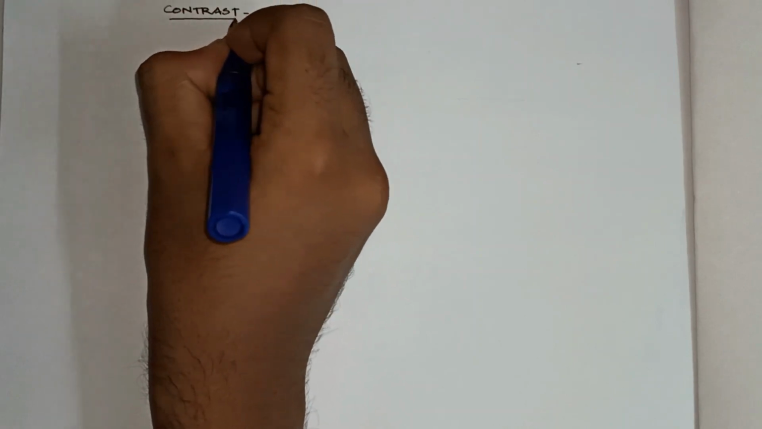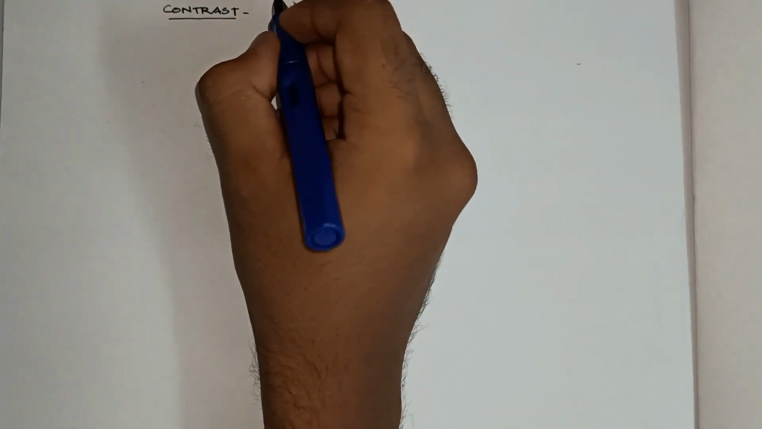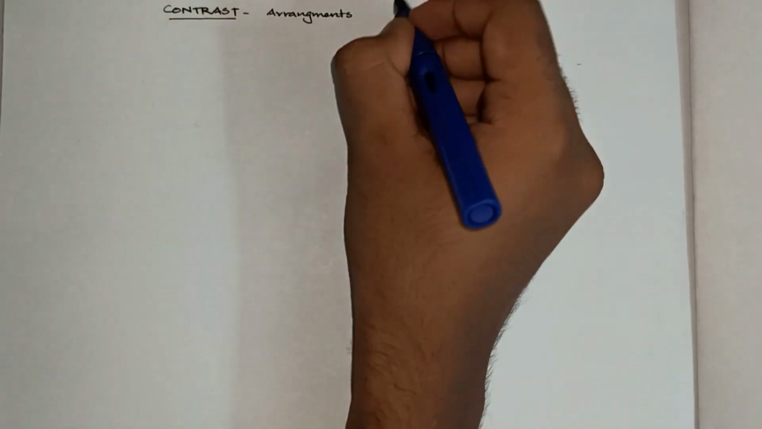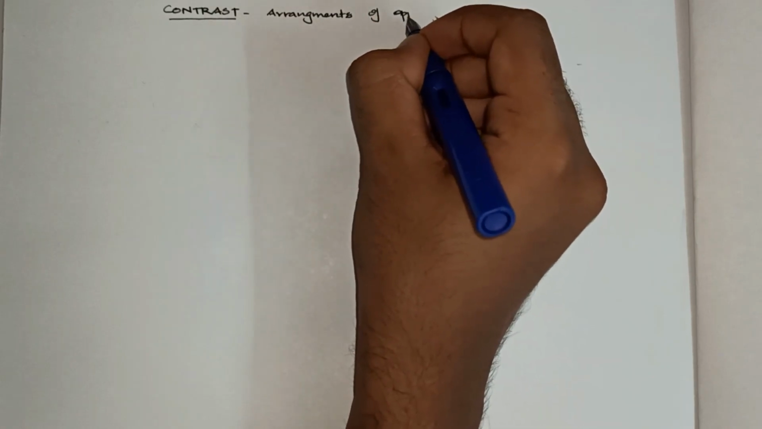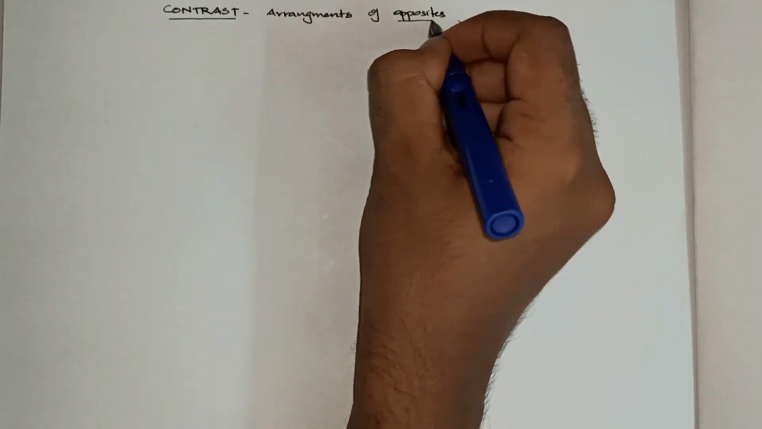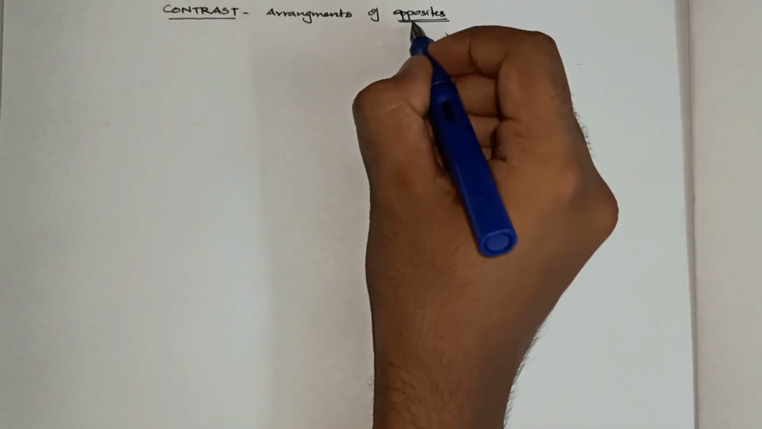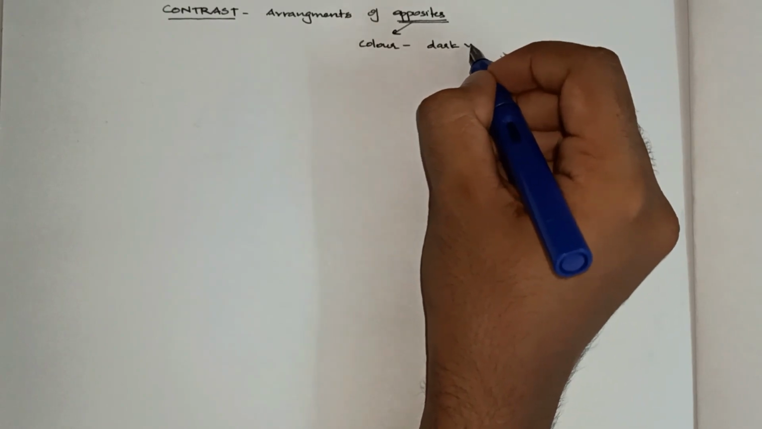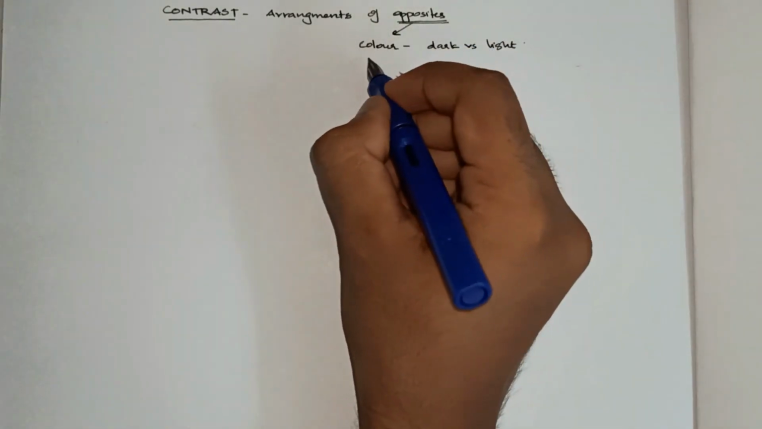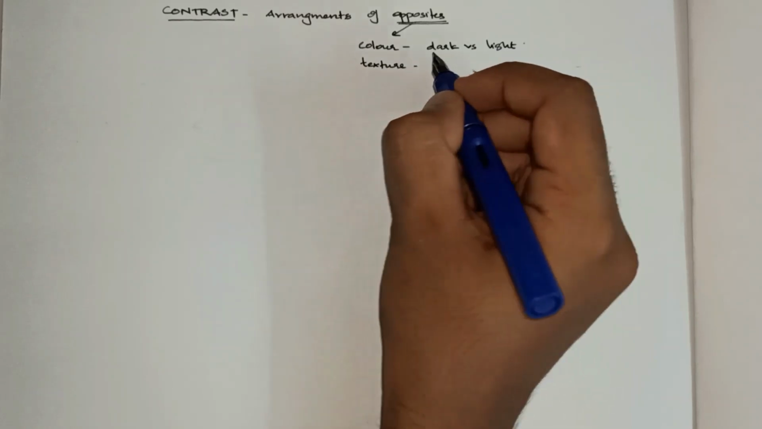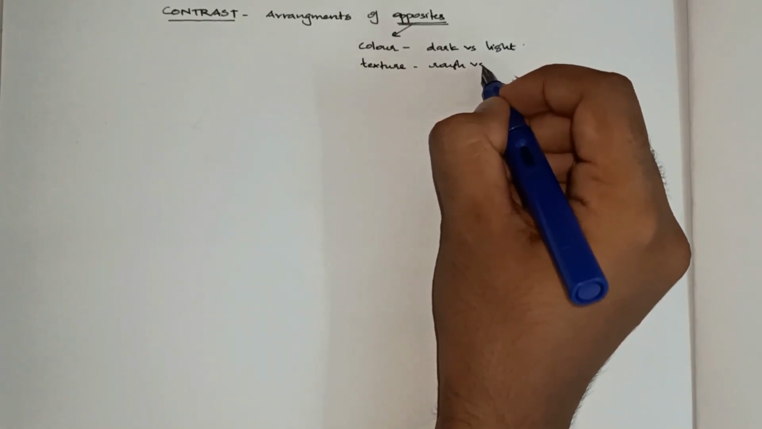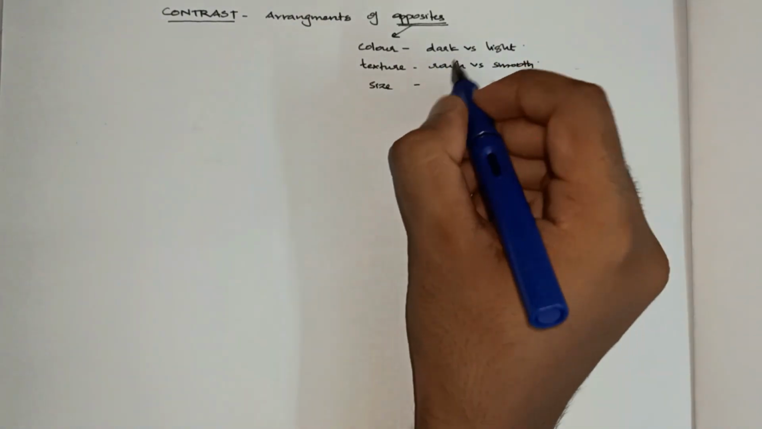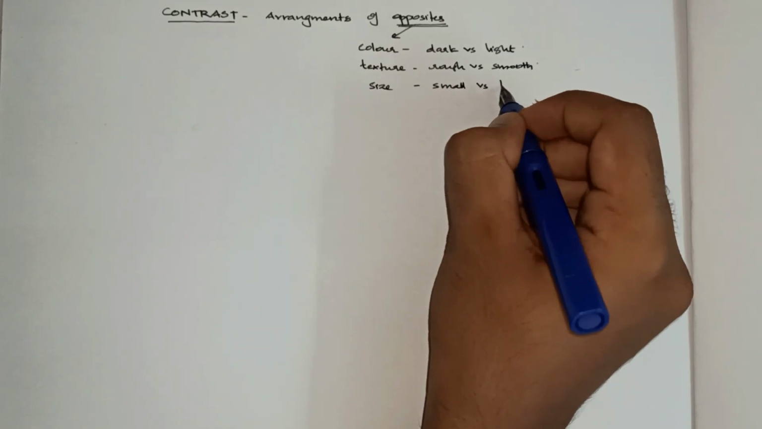So by definition, contrast is nothing but the arrangement of opposites. Just remember the keywords, which is the arrangement of opposites. So what are these opposites? These opposites can either be in terms of color, dark versus light. It can be in terms of texture, rough versus smooth, or it can be in terms of size, small versus large.